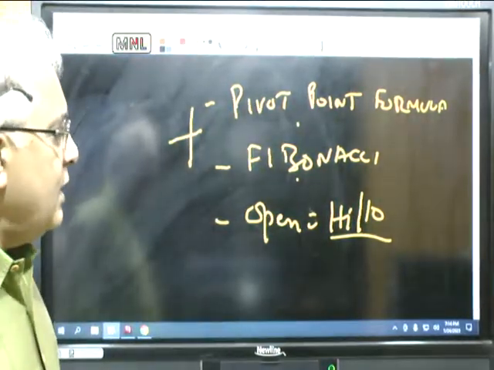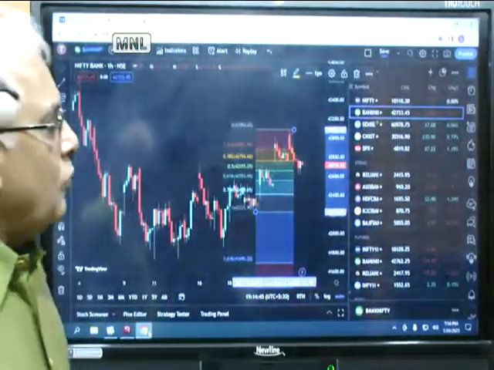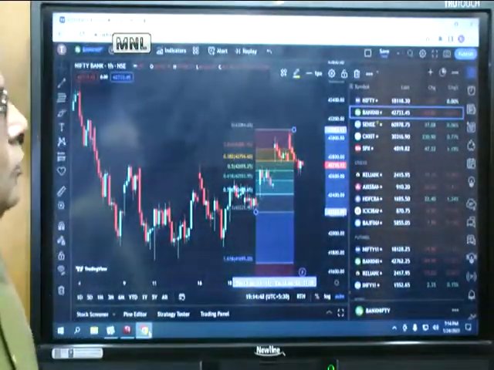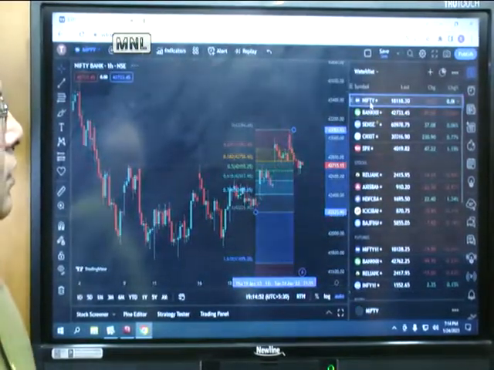So we will first look at the Nifty, then we look at the Bank Nifty, and we will also look at some stocks. So now we will look at the Nifty first. Okay.